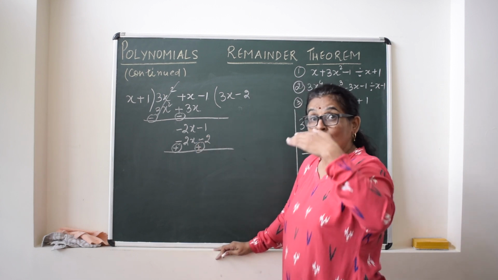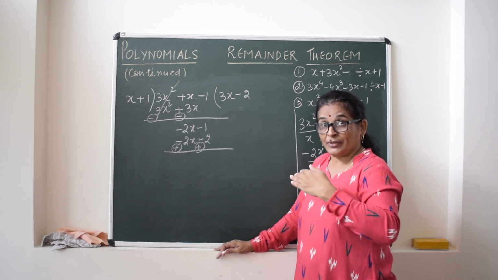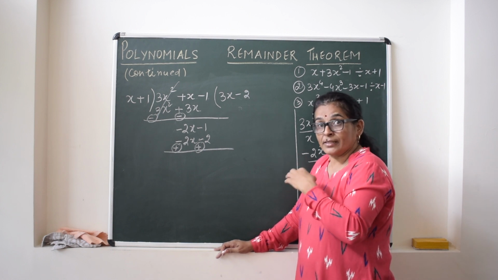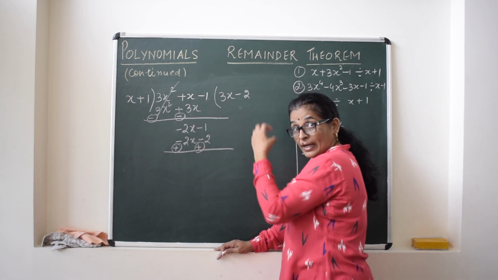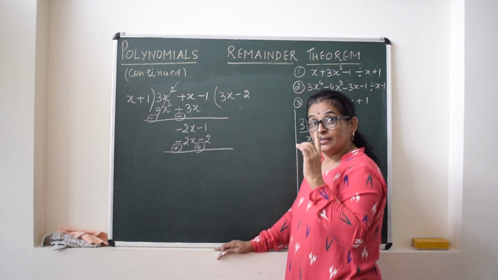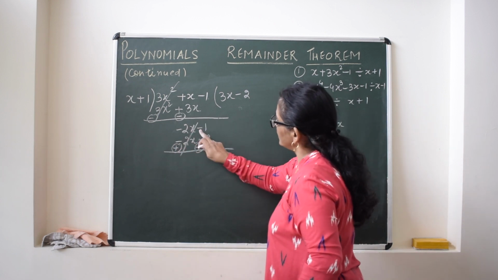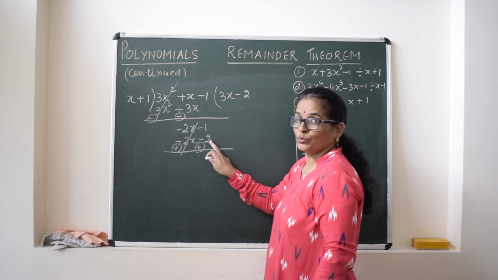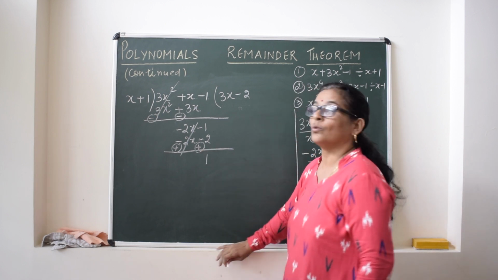Why are we changing? Because we are subtracting, and when we subtract, the later polynomial's signs are to be changed. So this is the second polynomial; from the first we are subtracting, that is why we are changing the signs. So minus 2x and plus 2x will be cancelled. This is minus 1 and plus 2. The changed sign is to be considered. So this will be 1.